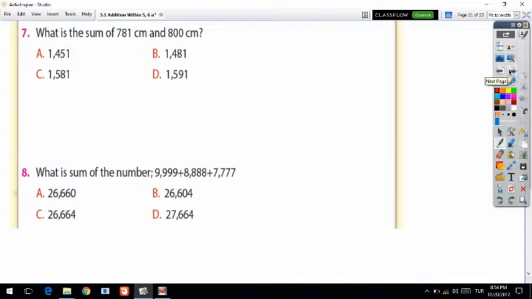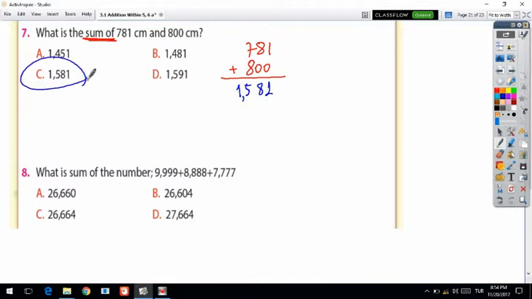What is the sum of 781 centimeters and 800 centimeters? Sum of is a keyword of addition. So sum of shows you addition. So 781 plus 800. Okay, now let's add them. 1 plus 0 is equal to 1. 8 plus 0 is 8. Then 7 plus 8 is equal to 15. So your answer is 1581. Is there any such answer? Yes, your answer is C.